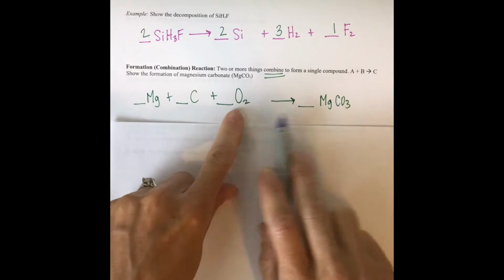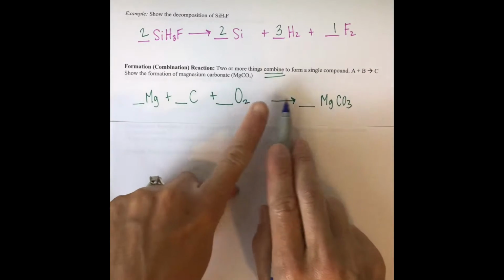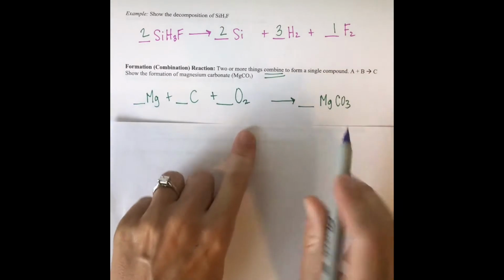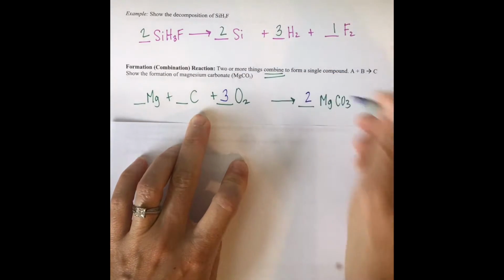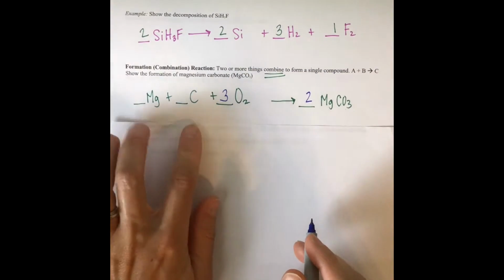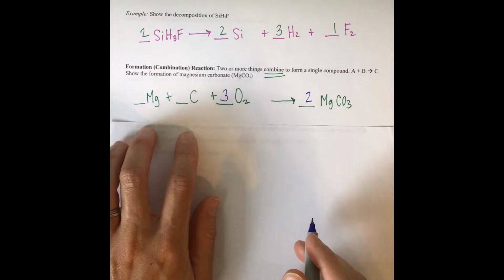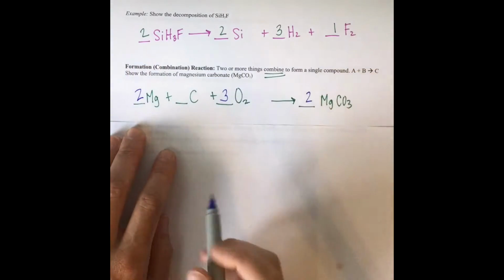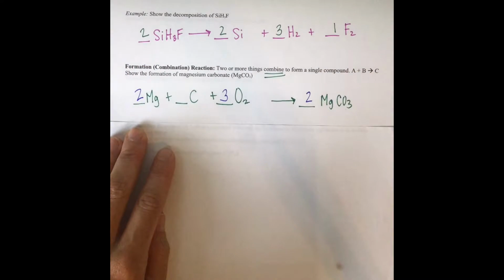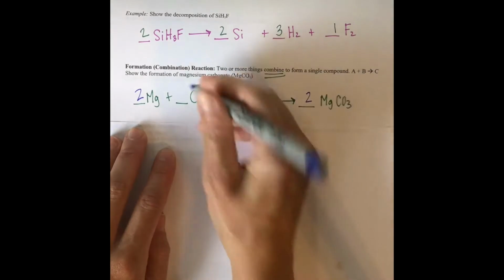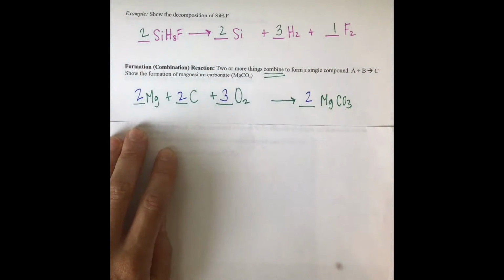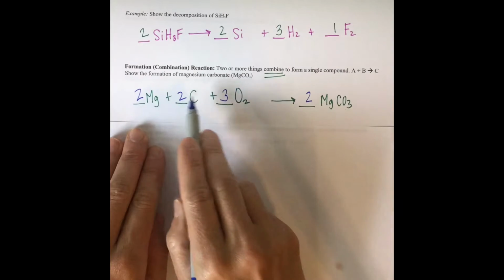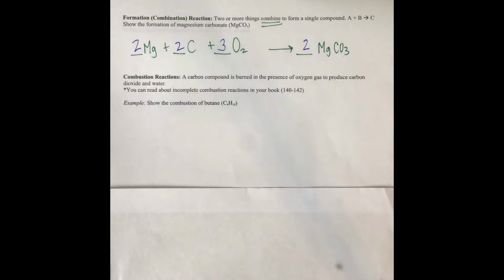Here we have another case where I have 2 of one element, and on the other side of my reaction I have 3. So let's do this. And then you can go back and figure out what magnesium and carbon need to be. 2 magnesiums on the product side, 2 magnesiums on the reactant side. Same thing for carbon. And that's how we would balance it. 2, 2, 3, 2.